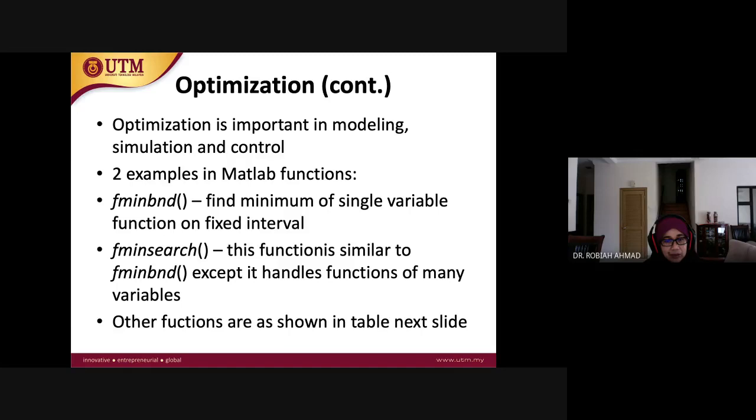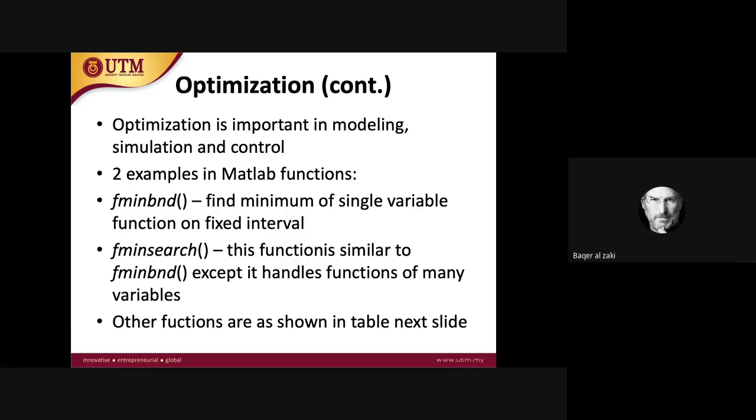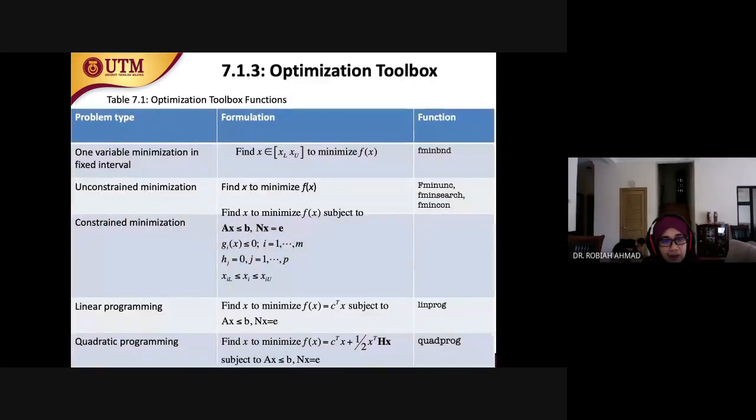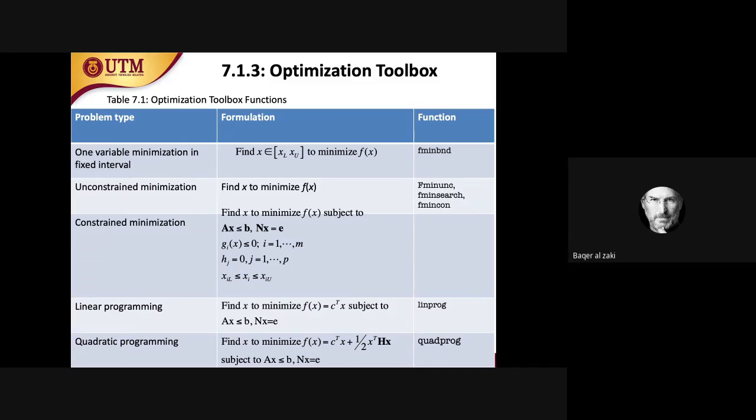And then another one is fminsearch. This function is similar except it handles functions of many variables. So one is for a single variable, for example, f(x) equal to a function with x squared plus 3x plus 2, for example. And then fminsearch usually f(x,y) or f(x1, x2, x3), something. So other functions are as shown in the table. So there are actually a lot of optimization functions in MATLAB. So you can explore later on.